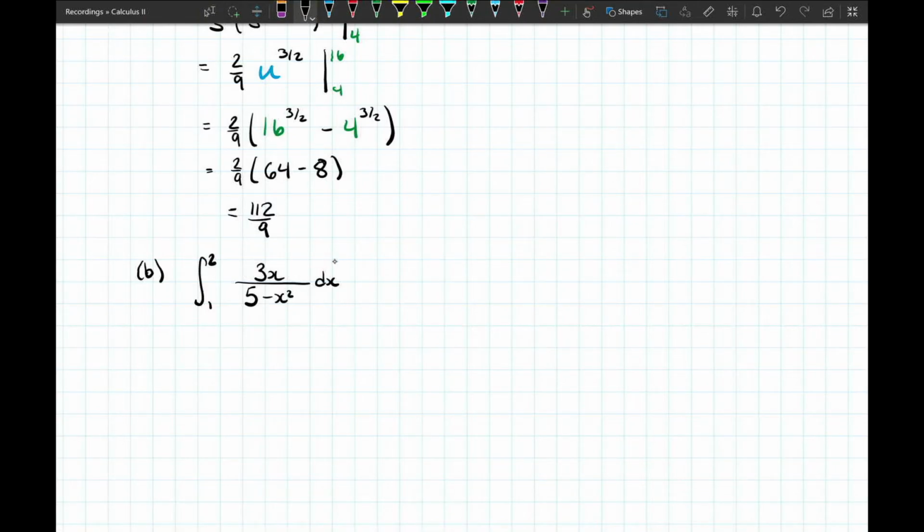By thinking about fractions, we can always imagine this as a product instead. 3x over 5 minus x squared is the same thing as 3x times 1 over 5 minus x squared. And if we write the integral that way, then you can start to see that this is a function inside of another function. It's the 1 over x function, but we're changing the x to be a function 5 minus x squared.